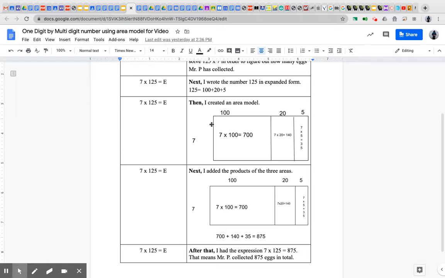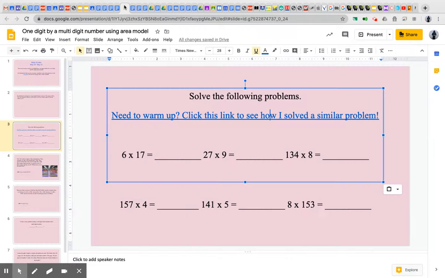So again, here you can see our area model. And once we write our three-digit number in expanded form, we had 125, so we wrote it 100, 20, and 5 in expanded form, right? Now you'll notice that our area model has 3 different sections to it, okay? And that's because we're doing a single-digit number times a three-digit number, okay? So let's look a little further at another example.